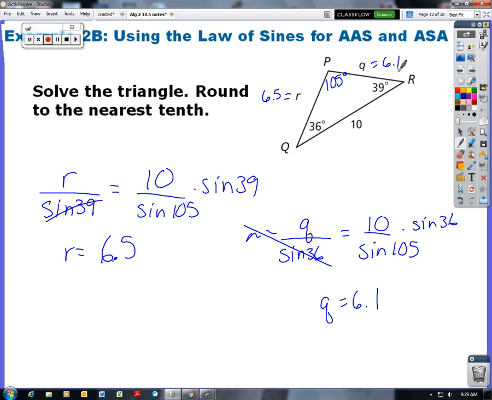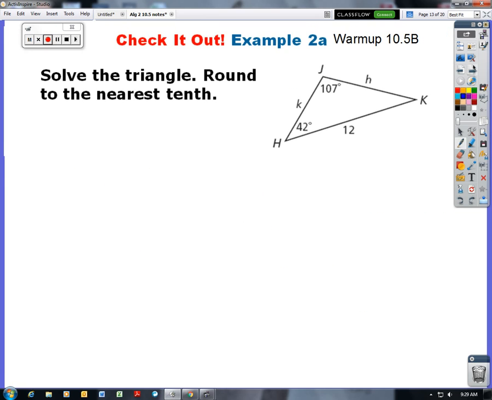And now that triangle has been solved. And it looks good. This is apparently it was a warm-up at one time, so maybe I'll just leave it as a warm-up. We'll skip it for now. If you want, you can pause and do it on your own.